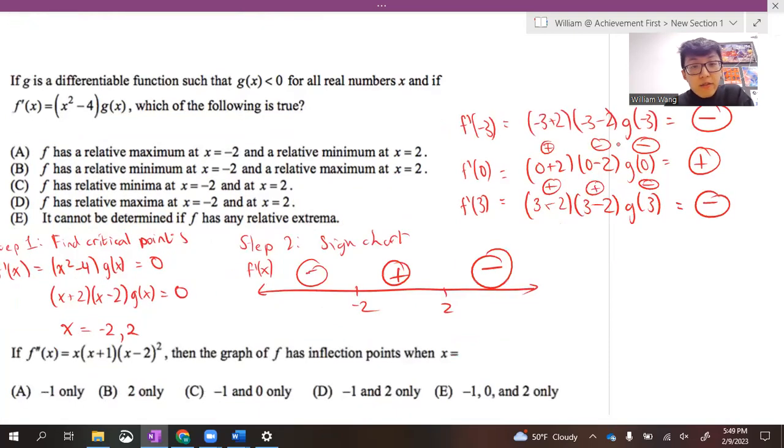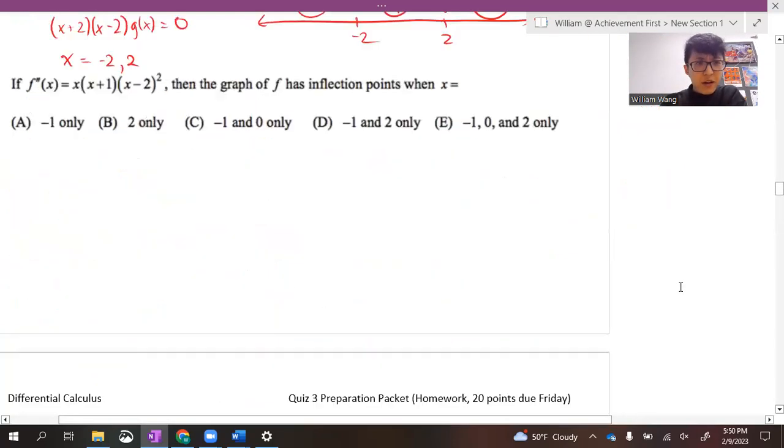Cool. Negative to a positive for my derivative, that means my function would go from decreasing to increasing, right? Negative slope to positive slope. So this is a minimum. At 2, I go from positive to negative, or positive slope to negative slope, increasing to decreasing, right? So this is a maximum. My answer is B. All right, hopefully that makes sense.